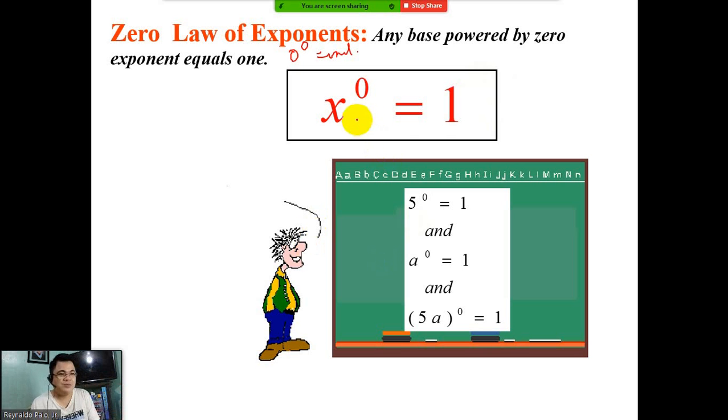Then if we have x raised to the 0 power, this one is equal to 1. So examples, we have 5 raised to the 0 power, this is equal to 1, and a raised to the 0 power, this is also equal to 1, and then 5a raised to the 0 power. For as long as we have an expression inside the grouping symbol and it is raised to 0, the answer is still 1.